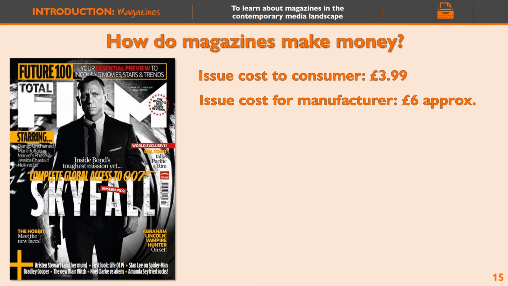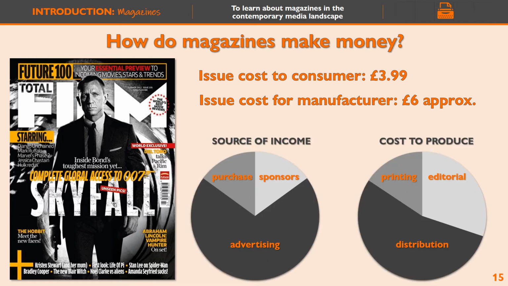Think of the glossy pages, the writing and the journalism, the printing and the distribution. It costs a lot of money to make and get these magazines out there, much more than they actually charge. So therefore, how do they make money? Well, looking at these two charts, you can see the source of income is mostly from advertising. It's the adverts within a magazine that make it money.